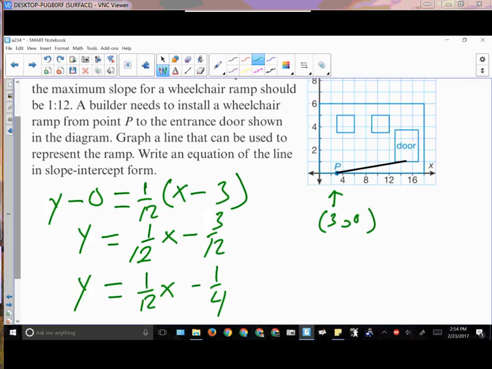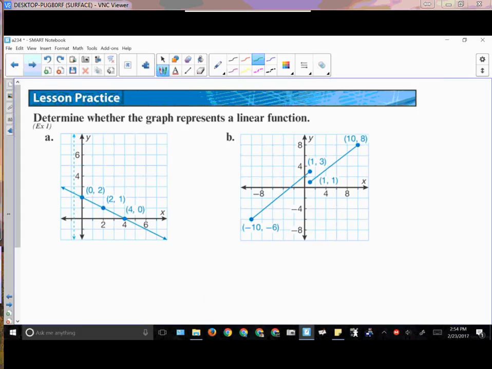Nothing spectacular about it, but you need to be able to use those rules to go and plug things in. So what I want you to do here, I'll give you a minute, and I want you to do practice problem A. See what you can come up with for that.